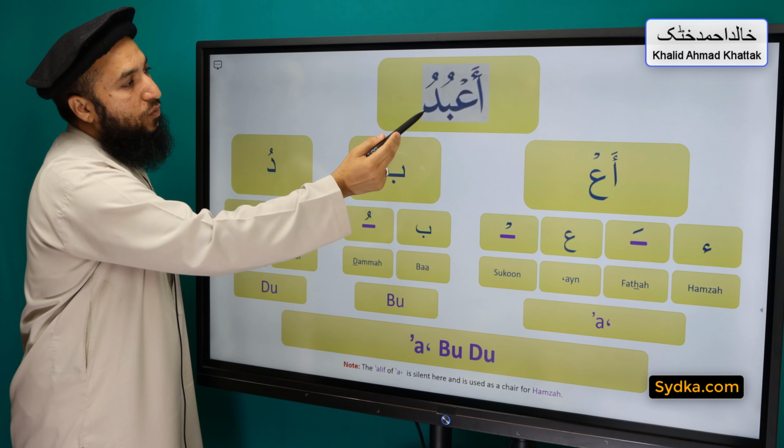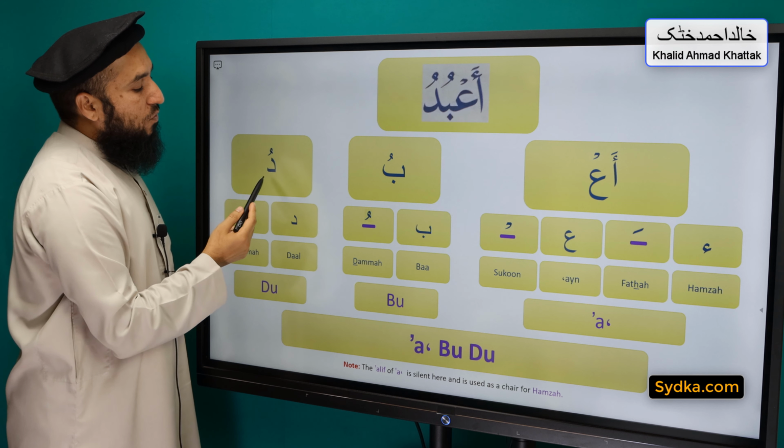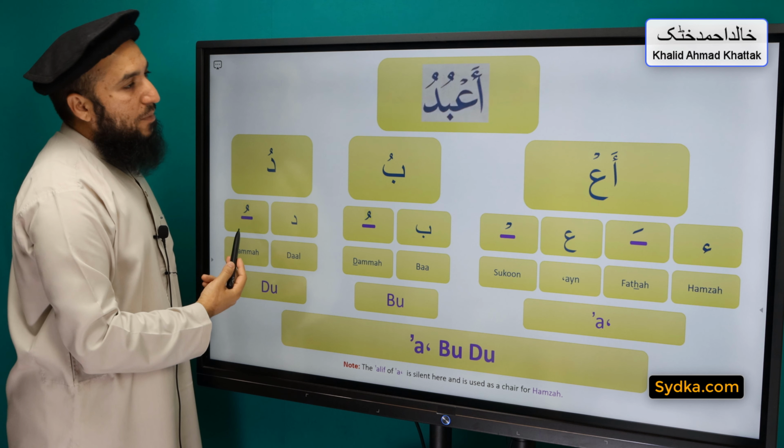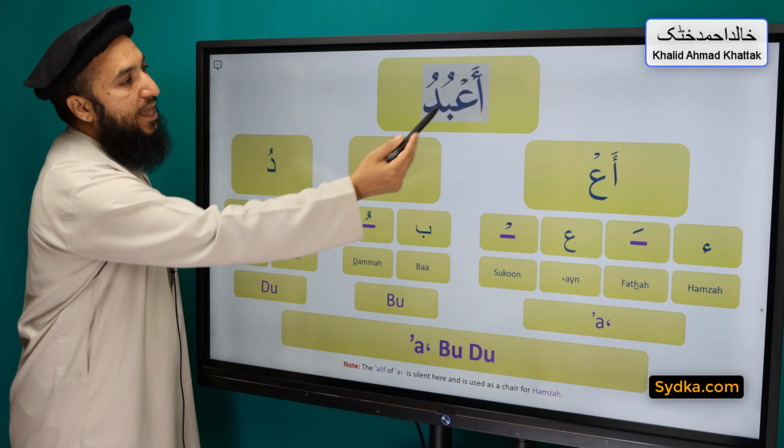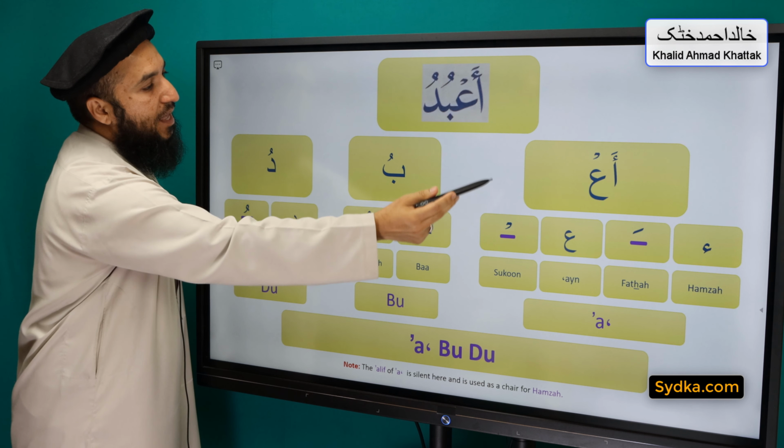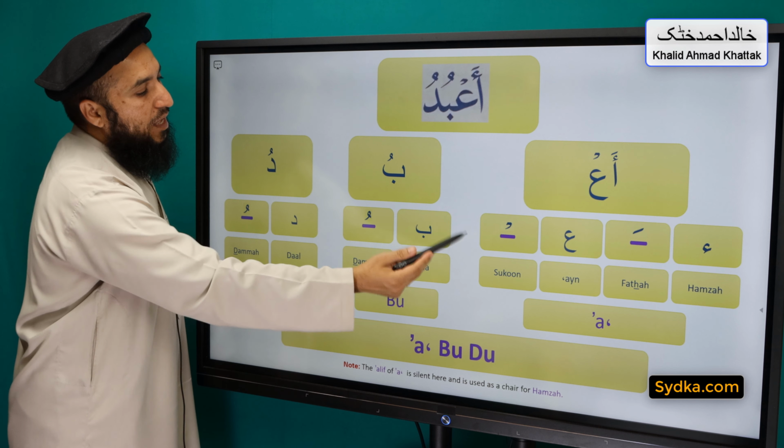Dal dhamma du. Combining all 3 syllables together we have a'budu.